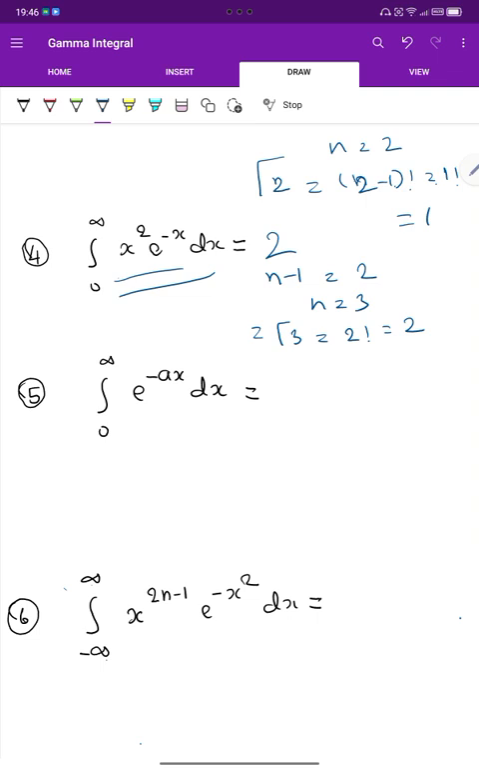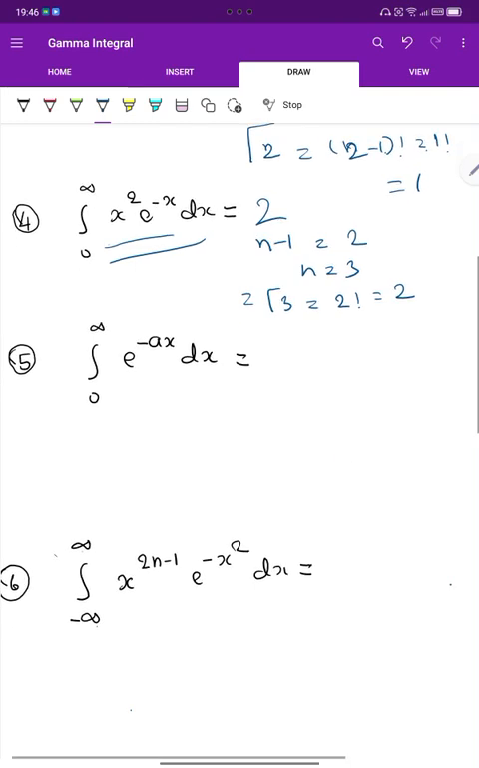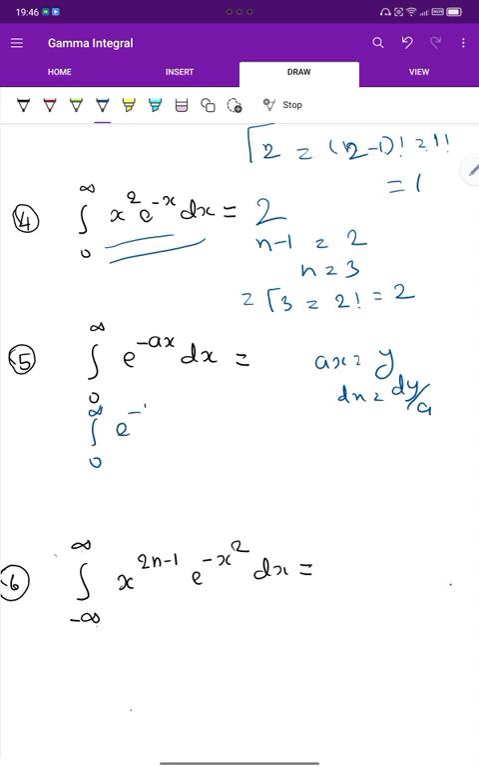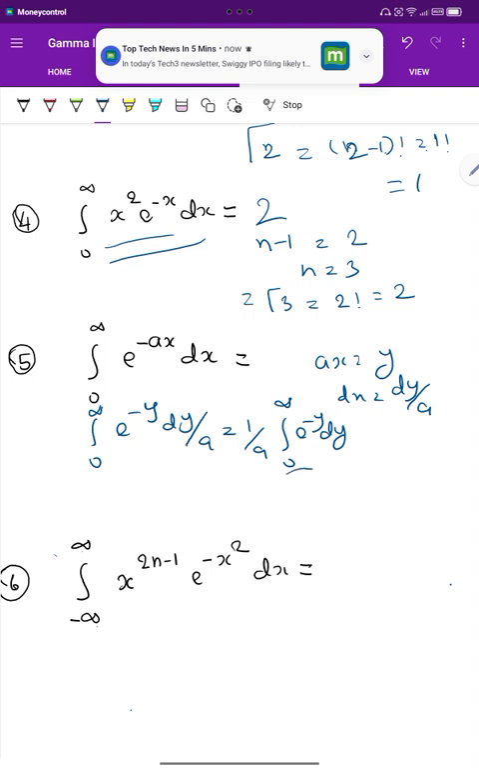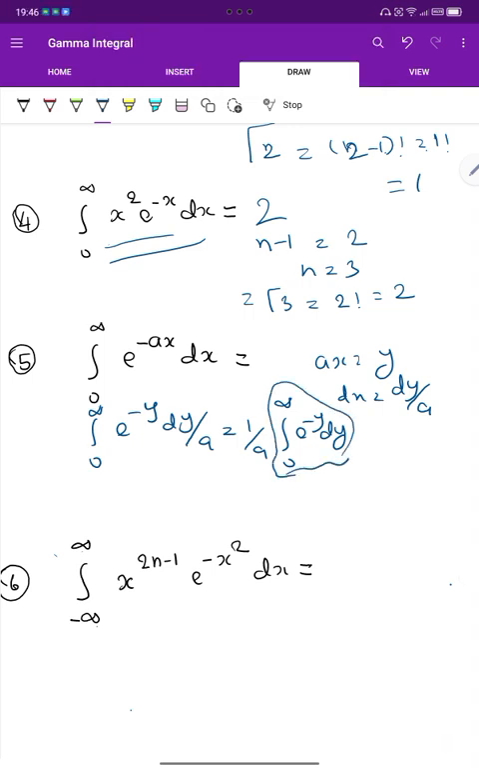Now coming to this form of integral, integration 0 to infinity e raised to minus ax dx. Here we can use the technique of change of variable. Let's make ax equal to y and dx equal to dy by a and put it here. Integration 0 to infinity e raised to minus y into dy by a, and that is equal to 1 by a into integration 0 to infinity e raised to minus y dy, and we know this integral is equal to 1, so the value of this integral is 1 by a.